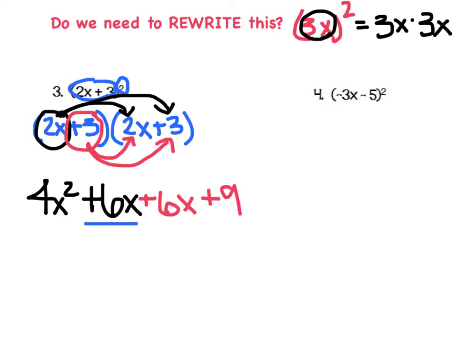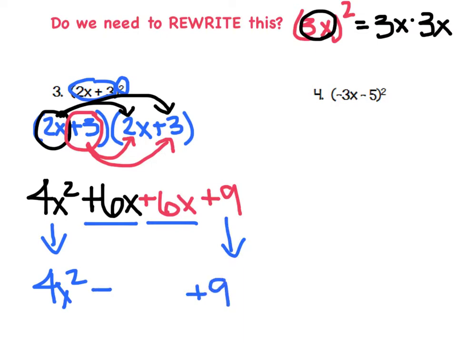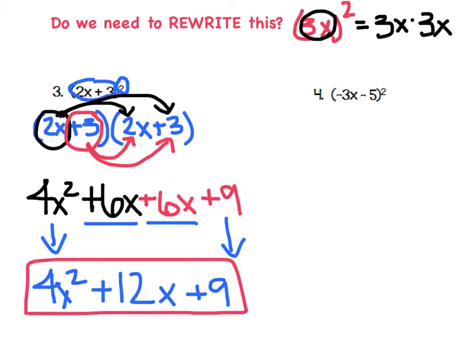Look to see, usually our middle terms are the ones that can combine because they're the ones that are alike. So I bring down the 4x squared. I'd bring down the positive 9. 6x plus 6x gives us positive 12x. You can't combine anything else, so that would be our answer.